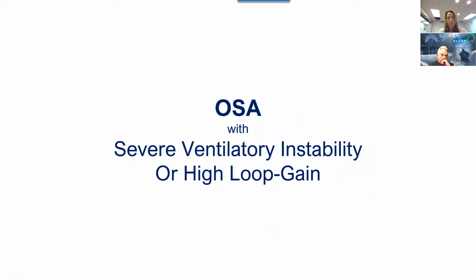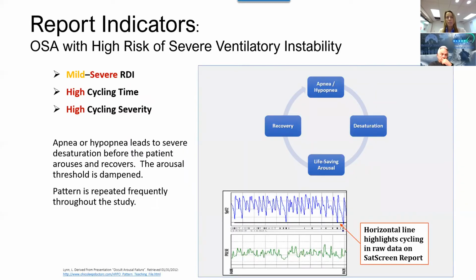The next example we're going to look at is obstructive sleep apnea with severe ventilatory instability or high loop gain. These patients are usually more severe in nature. They've had obstructive sleep apnea for a long time, and their threshold for arousing or awakening from sleep has been dulled over time. So they're only really arousing at a late stage, kind of an end-of-life-saving period.